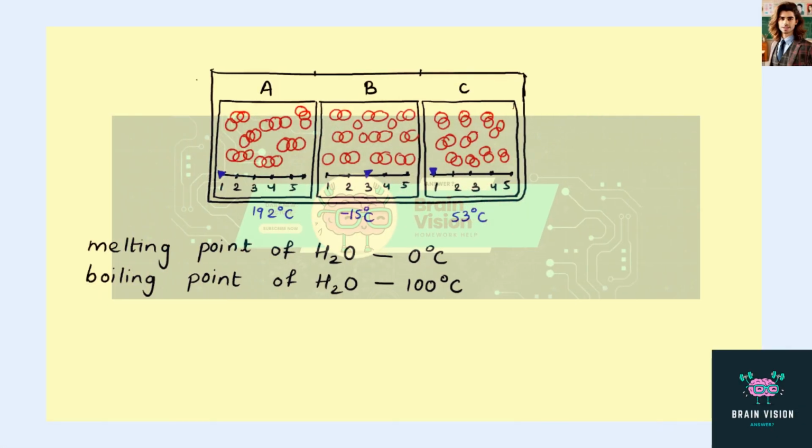So in this question we have three sets of sketches given to us. This shows some pure molecular compounds of water, that is H2O. By observing this sketch we need to say what happens when this is at 192 degrees Celsius, what happens when this beaker B is at minus 15 degrees Celsius, and what happens to these molecules when the temperature is 53 degrees Celsius. The melting point of water is given as 0 degrees Celsius, and the boiling point of water is given as 100 degrees Celsius.